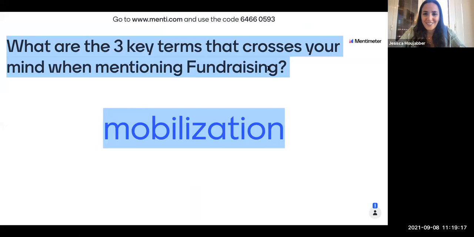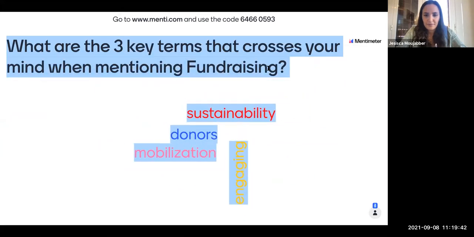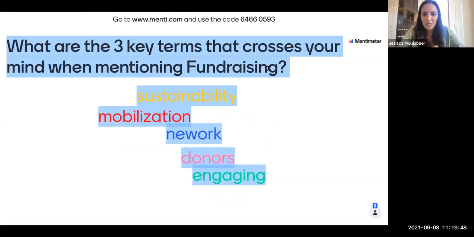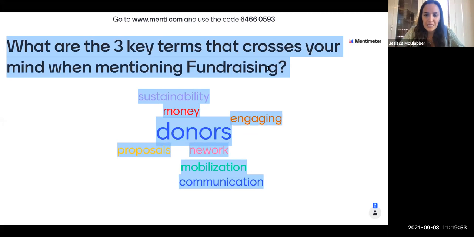So the first question, okay, I already see that we have participants that are already answering. The first question is, what are the three key terms that cross your mind when you mention fundraising? So when we're talking about fundraising, I already have someone who's mentioning mobilization, donors, four, five. I'll wait a bit and we'll see the redundancy will actually show us. The bigger the word is, obviously, the more participants are mentioning it.